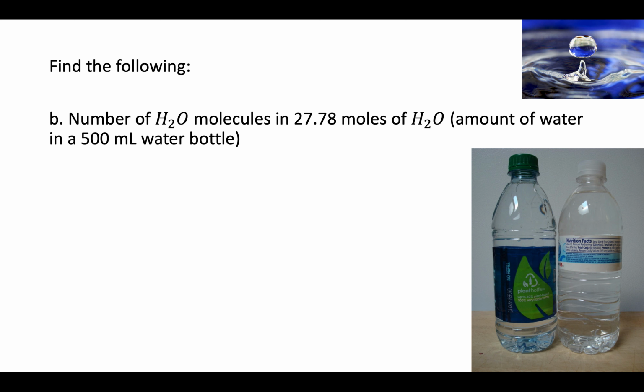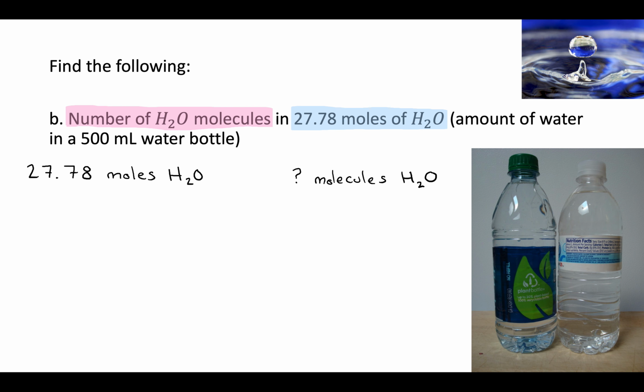Alright, what if we wanted to find the number of water molecules in a water bottle, which is around 27.78 moles of water? So first, what units are they asking for? They're asking for water molecules. And second, what number do they give us? They give us 27.78 moles of water. So now that we have identified those two things, we need to find out how those units relate. How do moles of H2O relate to molecules of H2O? And 1 mole is always equal to 6.022 times 10 to the 23rd molecules or atoms. So we have our conversion factor.